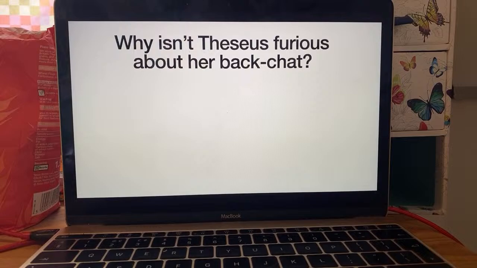Why isn't Theseus furious about her back chat? I suppose it depends how the actor says it, doesn't it? The person playing Hermia, because she's in front of the Duke and all the Duke's friends and important people. And he says, come on, Demetrius is a worthy gentleman. And she just says, so is Lysander. Why isn't Theseus really embarrassed and angry about that?